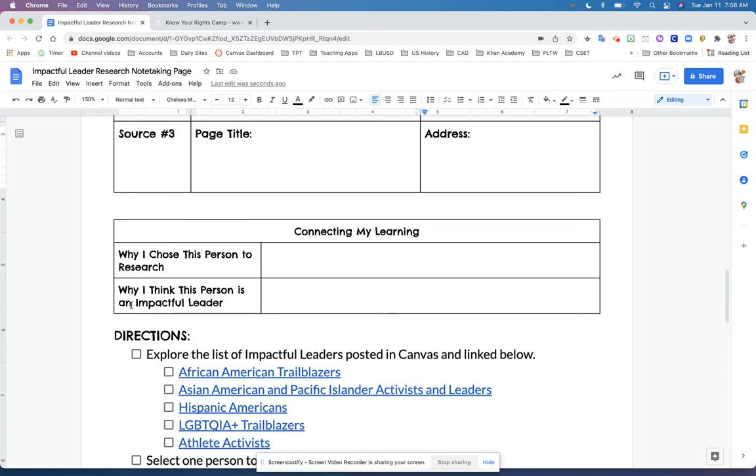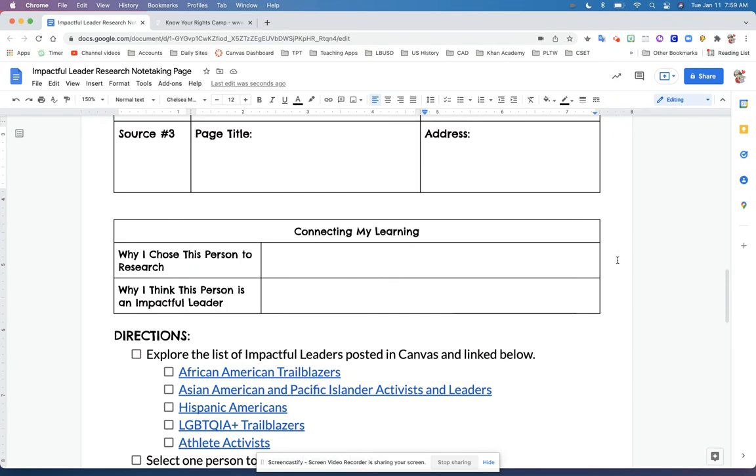And then why I think this person is an impactful leader. Why do you think this person embodies what being a leader is? Why do you think people look up to them? Why do you think they get the reaction that they do, where people look to them for guidance? They see that the choices they've made are the same choices they want to make for themselves. 3 or 4 sentences about why you think this person is an impactful leader.